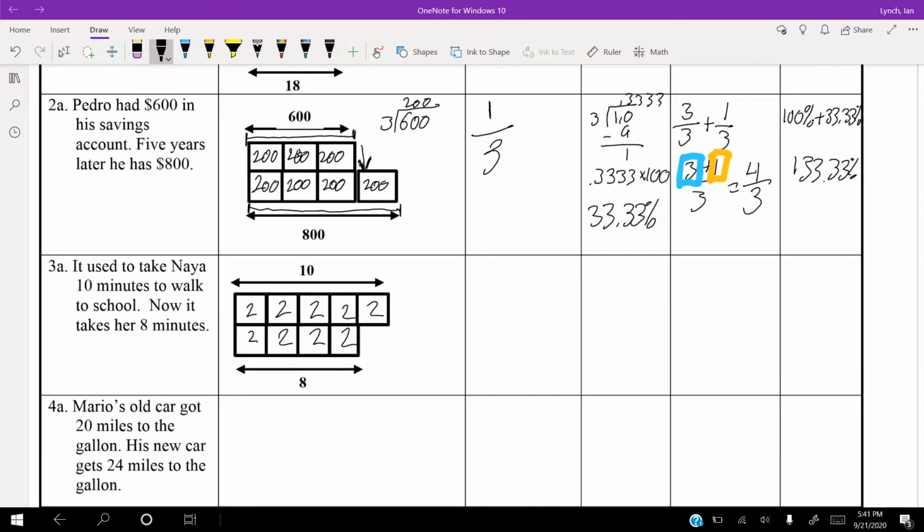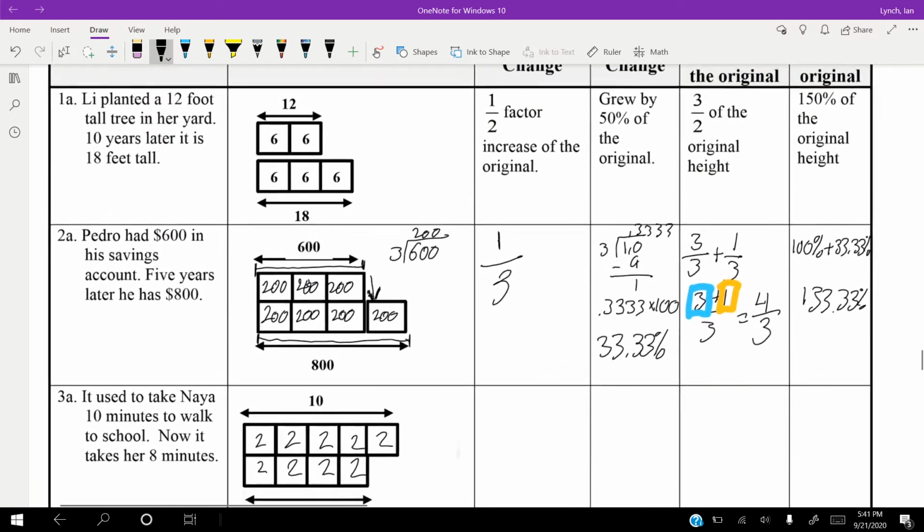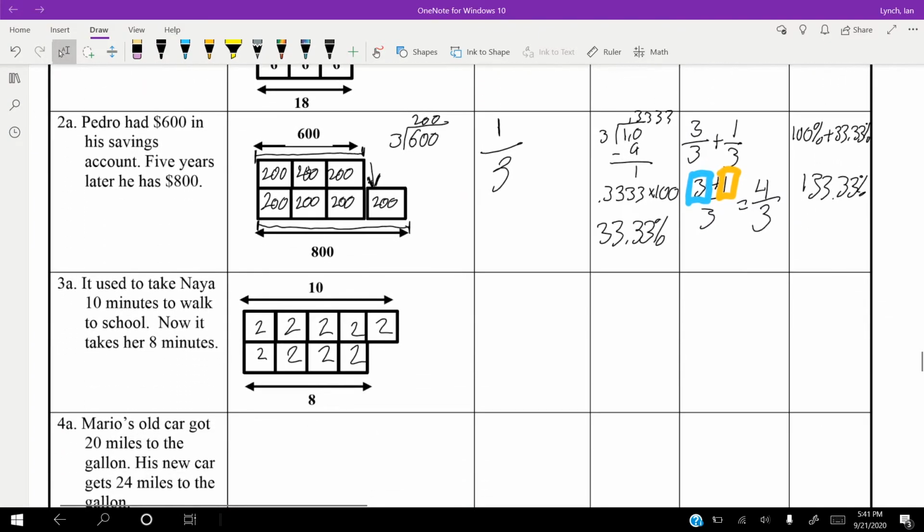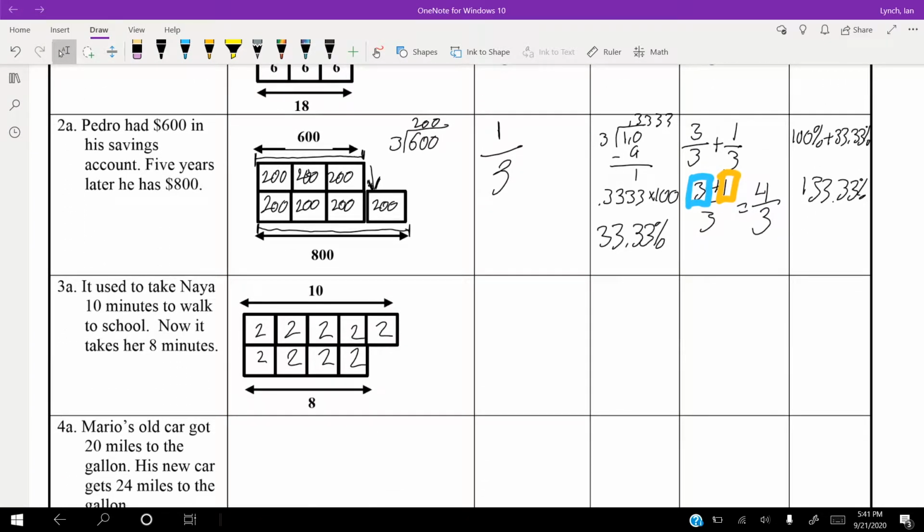Now, there is another way we can do this. I'm going to show you guys that other way. So to find our fractional change, we're going to take how many we decreased by. So we decreased by 2. We're going to take 10 minus 8 to see how much we decreased, which gives us 2. Now we're going to take 2 and divide by our original amount of 10. We simplify this fraction and we get 1/5.